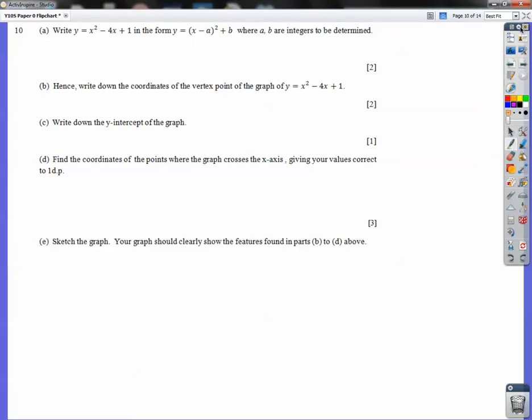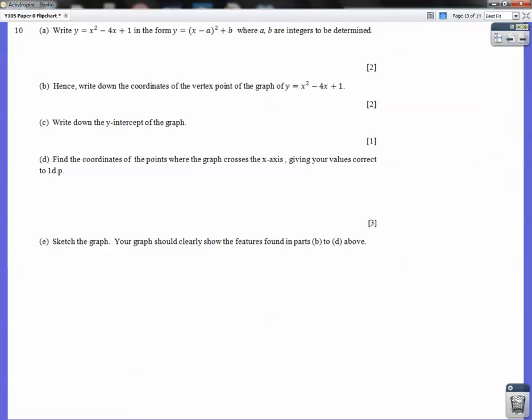Right, so in this question, number 10, we start by completing the square. The question says y equals x squared minus 4x plus 1 in the form y equals (x minus a number) all squared plus b. A and b are integers to be determined. That just basically means that a and b are whole numbers, and you've got to work out what they are. It's aiming to help you because it's telling you that these will be whole numbers if you've completed the square correctly.